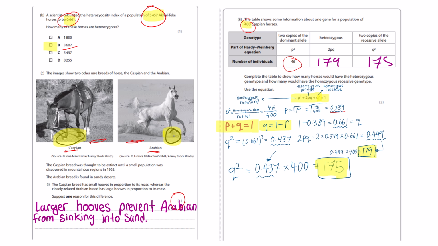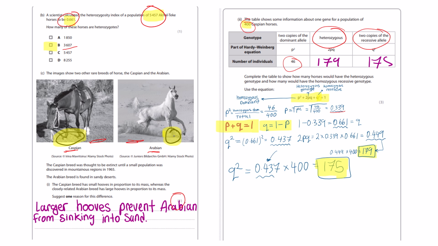We are going to rearrange that. Q is going to be 1 minus p. 1 minus p, which is 0.339, is going to give you 0.661 equals q. Then we're going to find q squared. Remember, q squared is for the homozygous recessive. And we're going to find 2pq for the heterozygous over here, and the two copies of the recessive alleles.